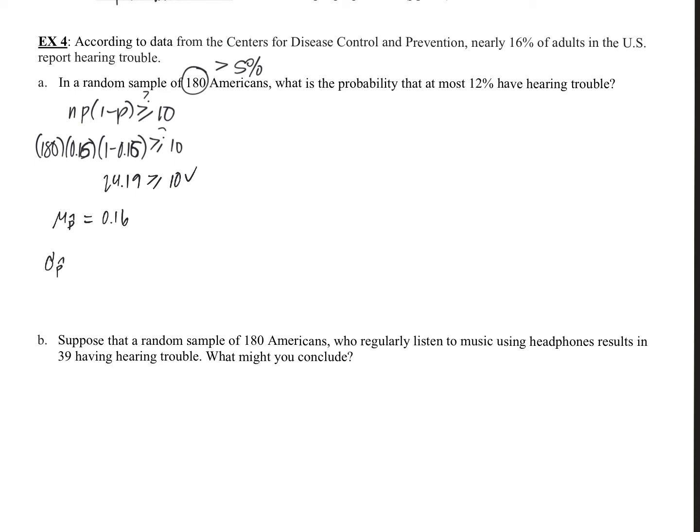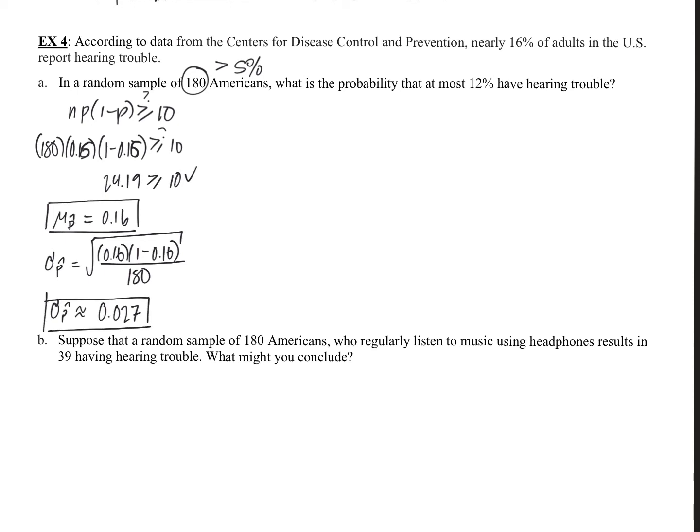And then our standard deviation is going to be the square root of our probability times 1 minus 0.16 divided by our sample size, which is 180. So we get that our standard deviation is going to be approximately 0.027. All right, so now we have found our mean and our standard deviation. And what we're really trying to find is the probability that our p hat is going to be less than or equal to 12, or 0.12.